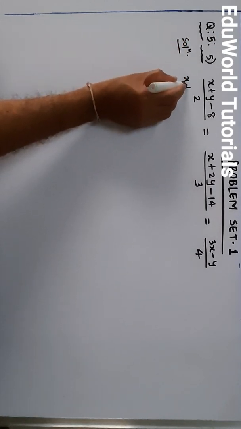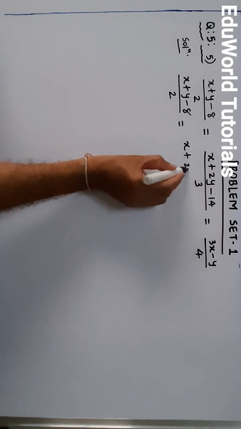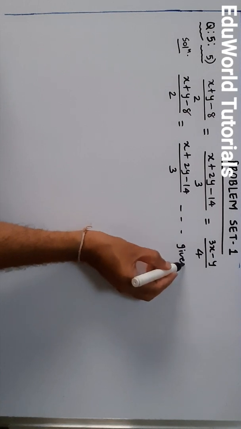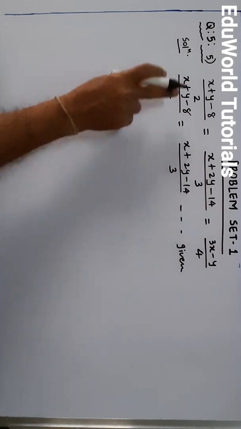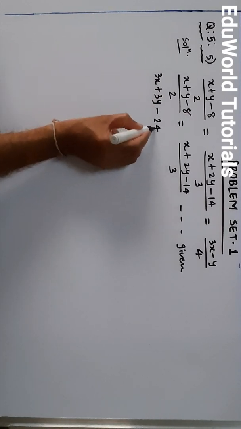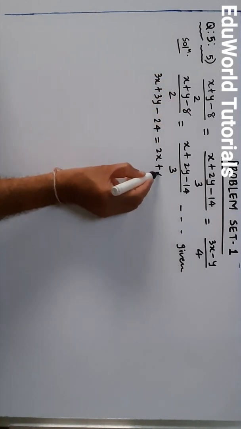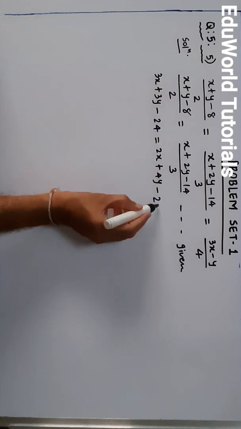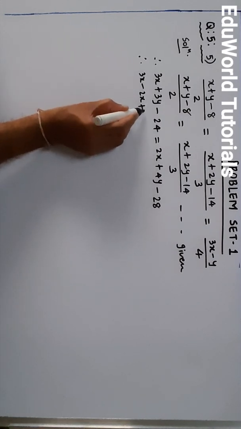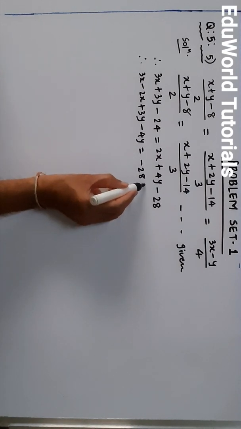Okay, so what you would write, (x + y − 8)/2 is equal to (x + 2y − 14)/3. Okay, these are equal, which is given. From them if you cross multiply, we get 3x + 3y − 24, we multiply 3 with all these terms, is equal to 2x + 4y − 28. Arranging the terms, 3x − 2x + 3y − 4y is equal to −28 + 24.